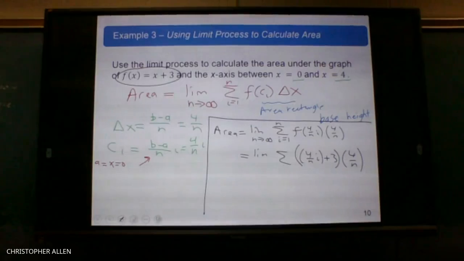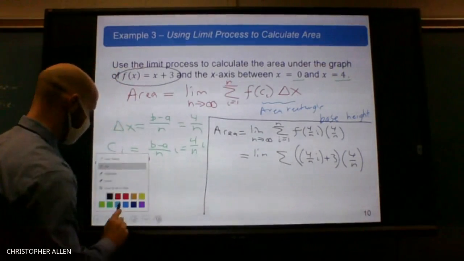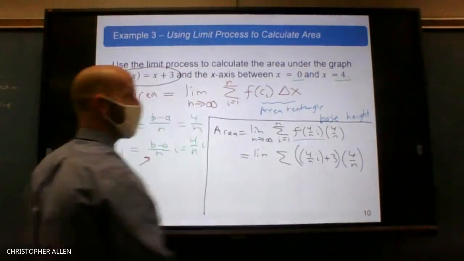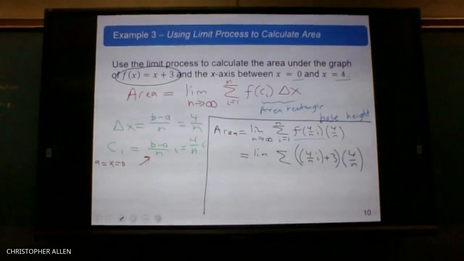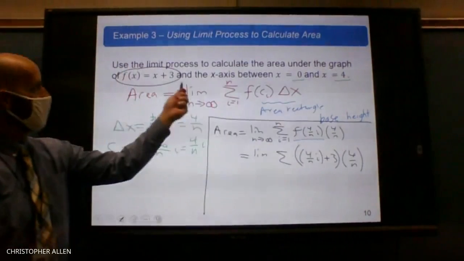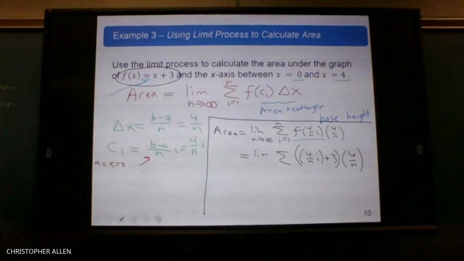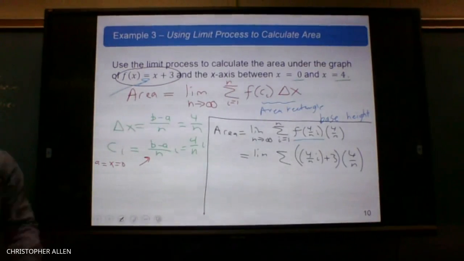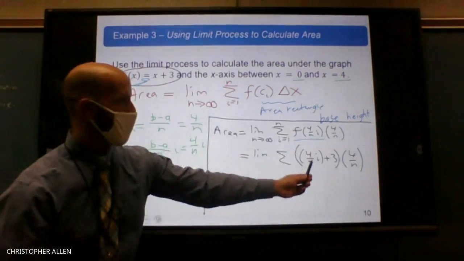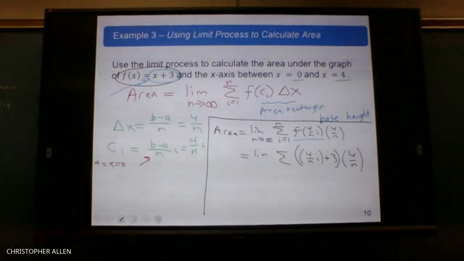Okay, the next step. Now what I've done is I've got this piece right here. Let me underline it. You see this piece right here where it says 4 over n i? What do you have to do with that 4 over n i? You have to plug it into this. That's what the function is. So I literally took that 4 over n i and plugged it into this function x plus 3.